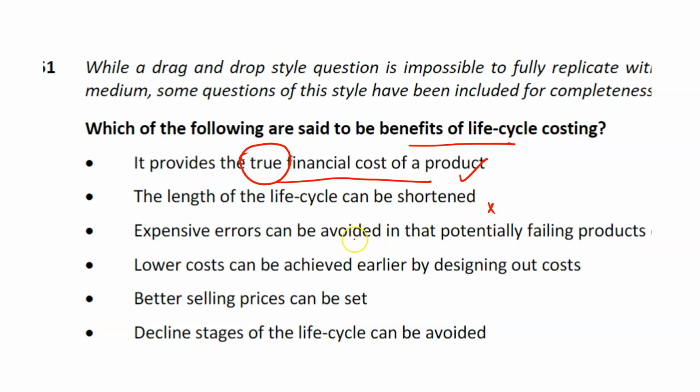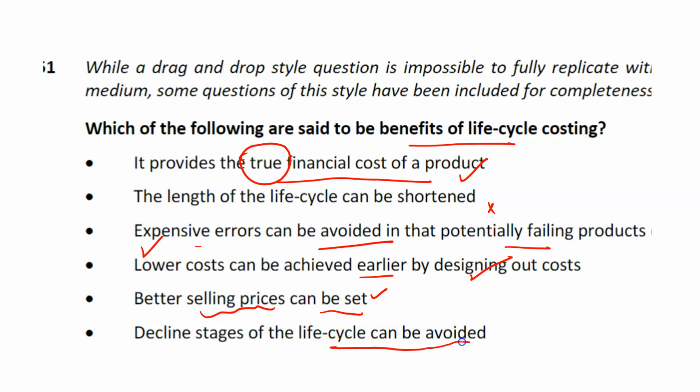Expensive errors can be avoided. Yes, if we spend time initially, at the beginning, and you can work towards the end in the decline phase to make sure you're avoiding costs. So typically I would give this one as well. Definitely lower costs can be achieved earlier if you're designing out costs. And because it's over the life of the product, you can work through managing your selling price, because really we're talking about marginal costing here and marginal pricing, so this is feasible as well.